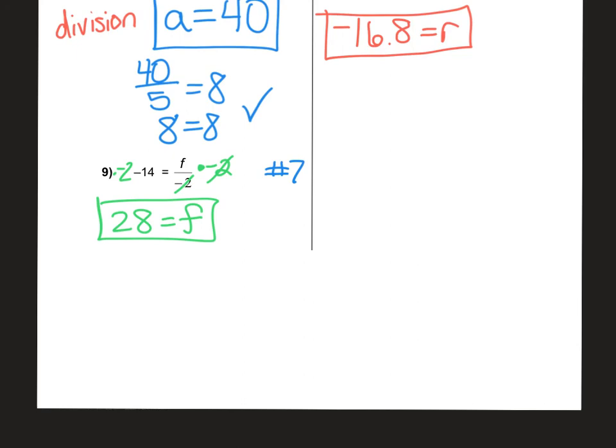Okay, all right, our next lesson will be on two-step equations, where we'll be doing 2 operations in 1 problem.